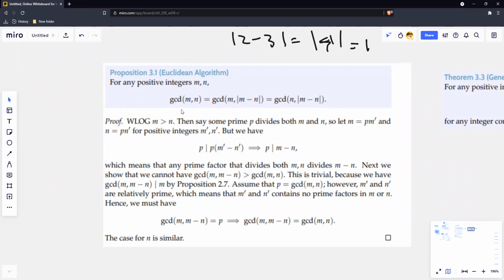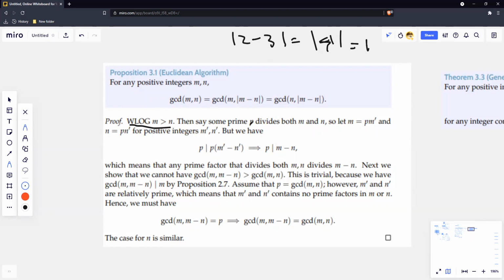Without loss of generality, which is what WLOG stands for, we are just assuming that m is greater than n. We can also prove it if n is greater than m using the exact same proof by flipping the variables. So we are allowed to do this.